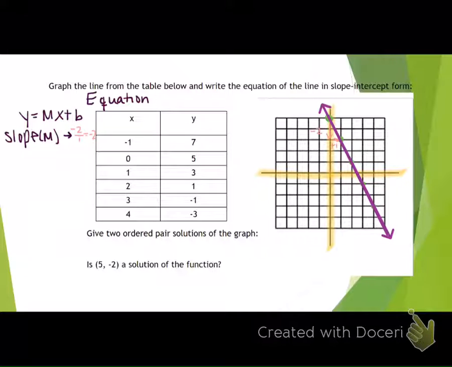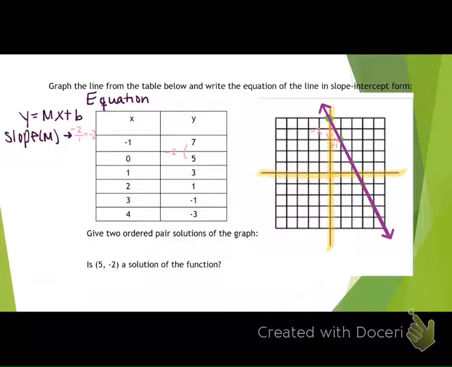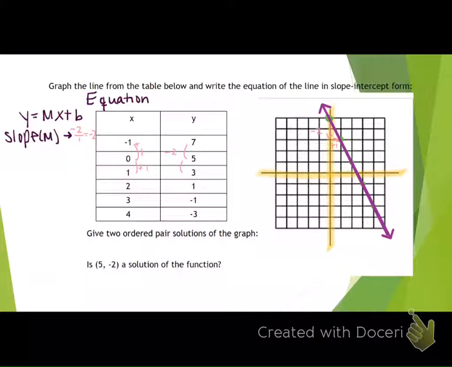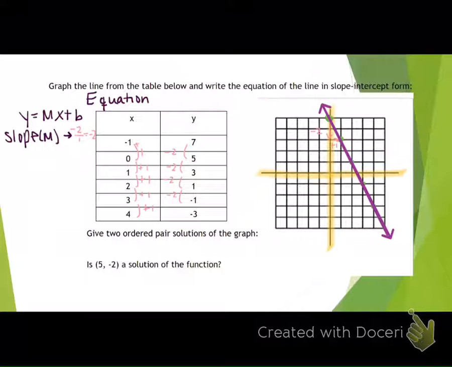So if you were to do it that way, that's fine. Or you can see here, each time we're adding 1 and then subtracting 2, adding 1, subtracting 2, adding 1, subtracting 2. So could you have done it that way as well? Okay, so that's how you can find the slope.